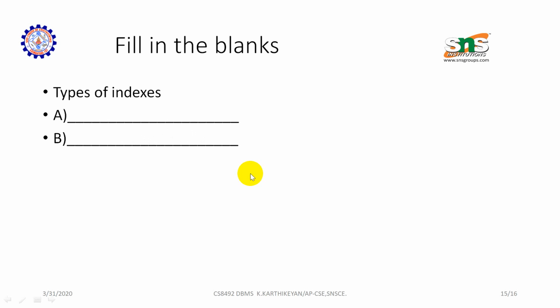Next, types of index: there are two types. One is sparse, another one is dense.